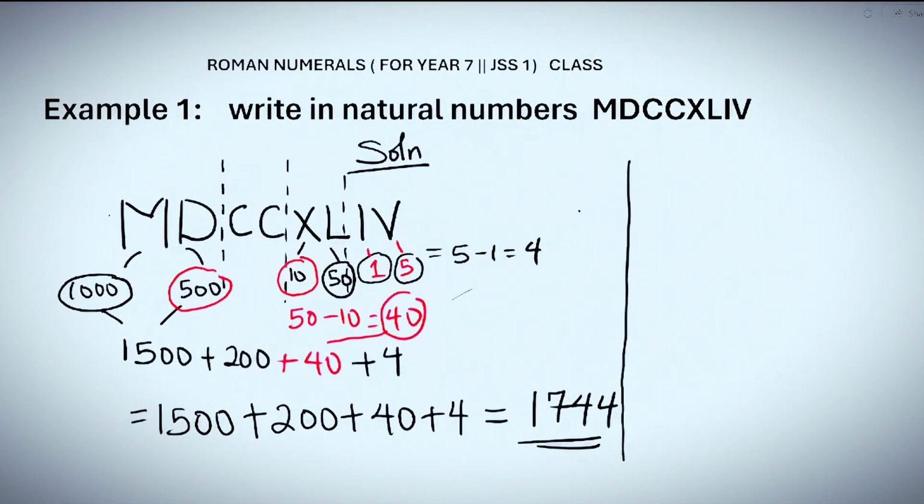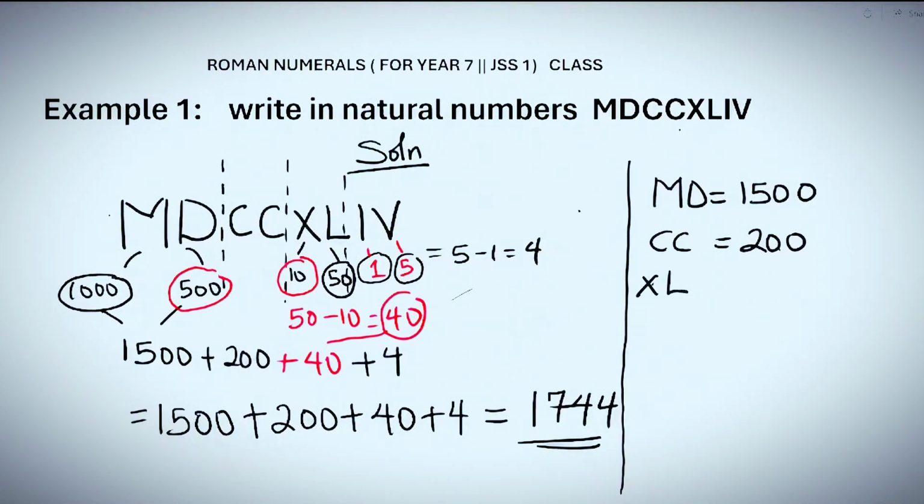We might want to do the other way, whereby we might want to see MD is 1500, right? And then what? We have CC is 200. They are repeating themselves, so it's 100 plus 100 giving us 200. And then we have XL. Since the smaller number is coming first, this X, which is 10, is coming first, we'll subtract 10 from 50, which is 50 minus 10, giving us what?